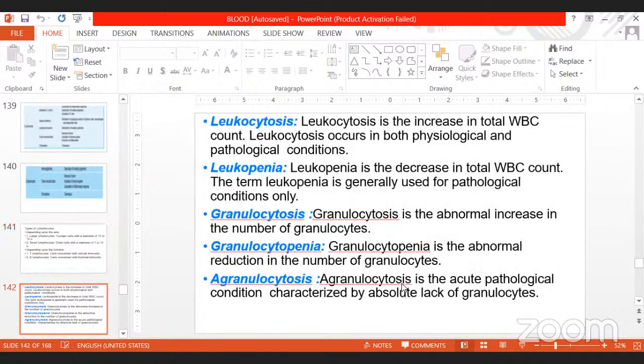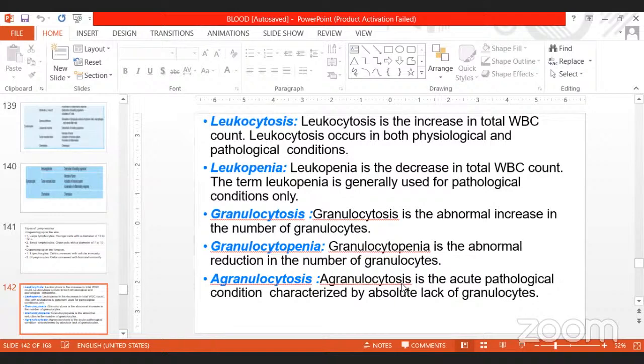So let's see some conditions which are related to the WBCs, that is, leukocytosis. That means there is an increase in the total WBC count that occurs in both physiological and pathological conditions. That is, an increase in WBC count is known as leukocytosis. Leukopenia is the decrease in the total WBC count. This term is generally used for the pathological condition.